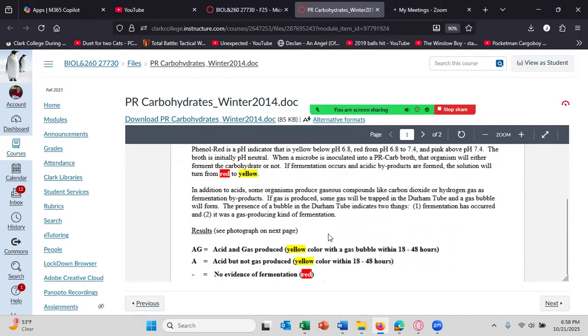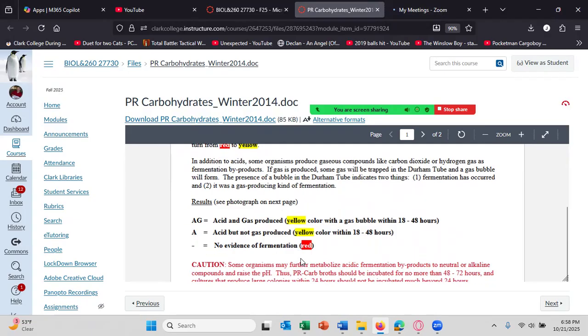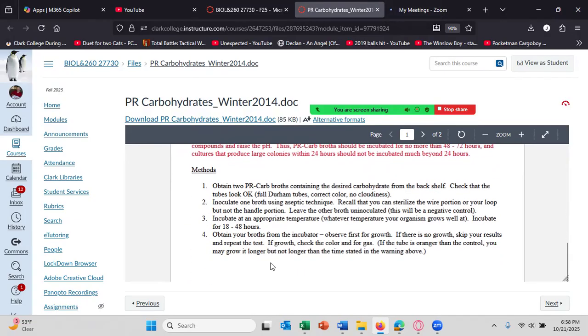You can get AG, acid and gas being produced. You can get A, just acid, no gas being produced. And then you can get no evidence of fermentation, and that's a negative. There's the procedure there. And this test needs 18 to 48 hours before you will get results, meaning it needs to incubate for 18 to 48 hours. Any question about any of that? So if you ask for the test, you're not going to get the results for at least 18 hours.